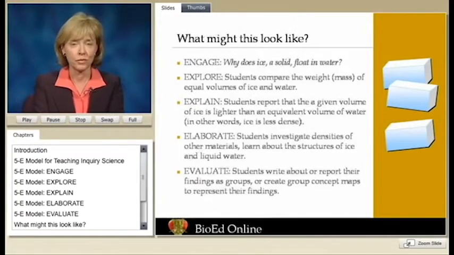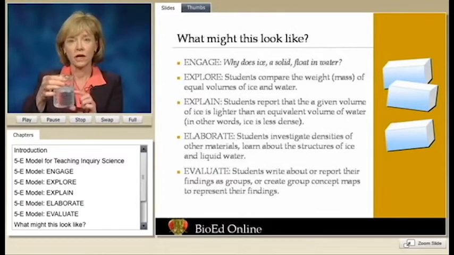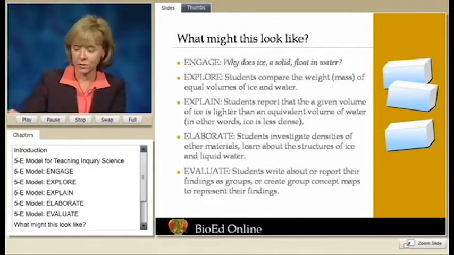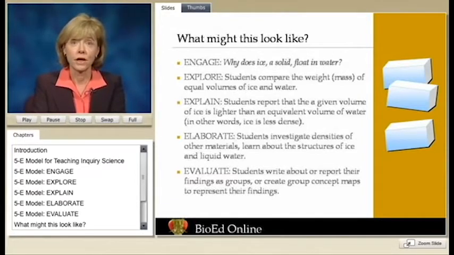If we pick a very simple example from physical science, we could start with an engage phase in which you might ask students, why does ice, which is a solid, float in water? It seems counterintuitive because most students' experiences are with solids that will sink, particularly in the case of heavy solids such as metals. Students could explore this quite simply by comparing the mass or weight of equal volumes of ice and water. They would then discover, of course, that water, liquid water, has a greater mass than the same volume of solid water or ice.